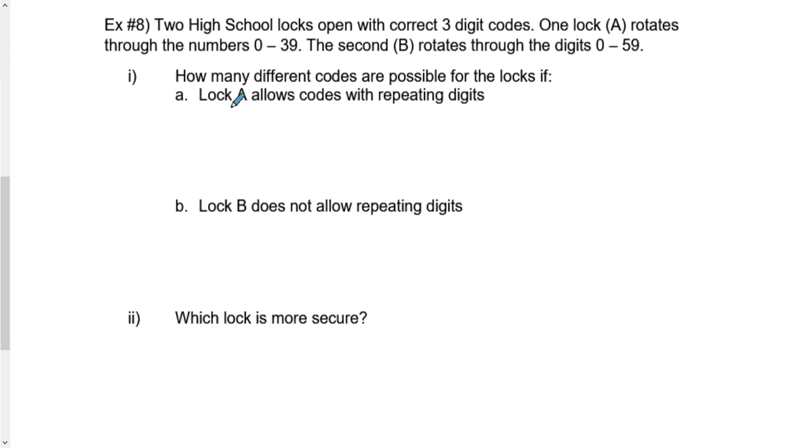How many different codes are possible if lock A rotates from the number 0 to 39, and the second rotates from 0 to 59. If lock A allows repetition of digits, a 3-digit code, how many options do you have for the first number? Well, from 0 to 39, there'll be 40. And if you can, by chance, have the number 555 as your locker combo, there'll be 40, 40, 40, which works out as 64,000 different combinations.